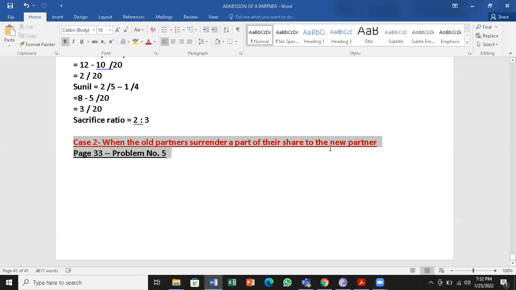So the case 2, read the heading carefully. When the old partners surrender a part of their share to the new partner. That's why I told the word surrender. The formula will be a bit different here. Given old ratio of X and Y is equal to 3:2. That's all given.